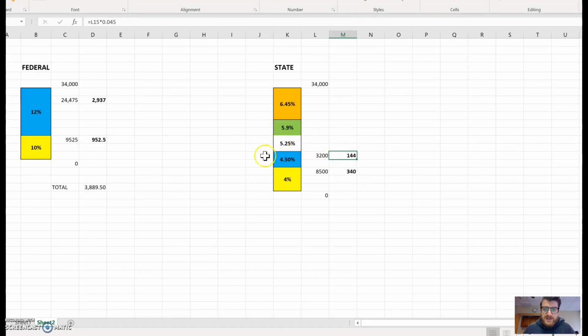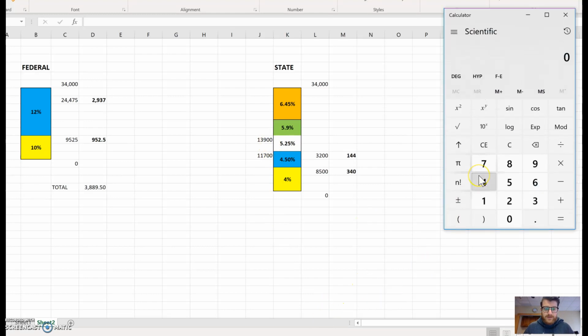Now keep going on with your process. So this, I'll put this 11,700 back. The top of the next bracket is 13,900. So this is our $11,700th into our $13,900th. So how many dollars is that?